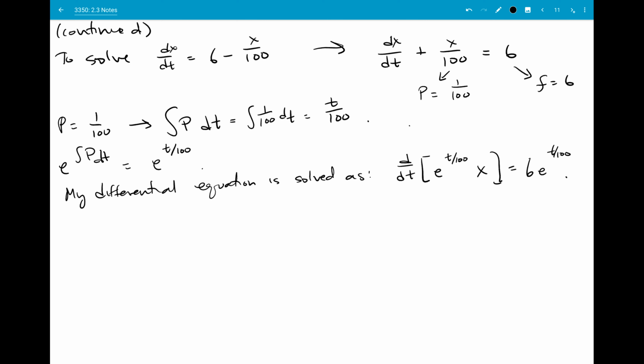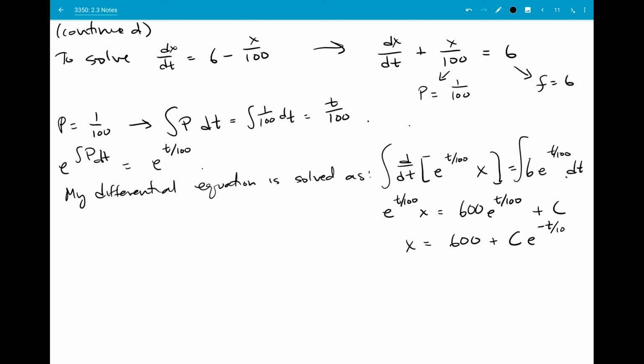I'm going to write that in this line right here, just because it cuts down on space. So I get e to the t over 100 times x is equal to 6 times 100, so 600 e to the t over 100, and you can check that to make sure that it's correct, plus a constant c. Or x is equal to, when I move the dividing by e to the t over 100, 600 plus c e to the minus t over 100.